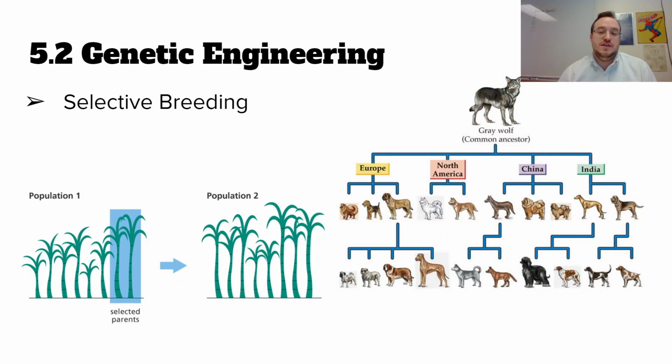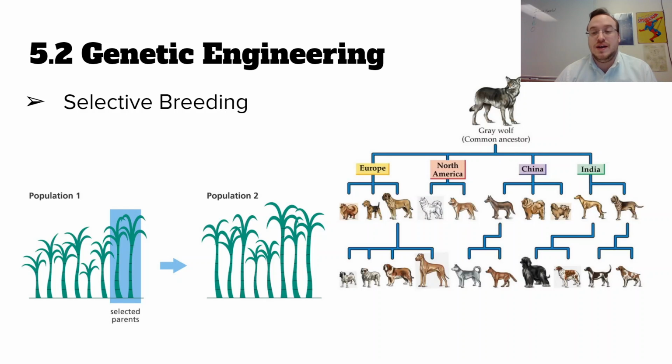So, the easiest way to think about genetic engineering is that humans have been doing a lot of it for a long period of time, and we're talking about centuries here. The easiest way to think about it is selective breeding, and you can think about selective breeding in plants or animals. The easy one for most, at least Americans, is dogs. We have a lot of domestic dogs.